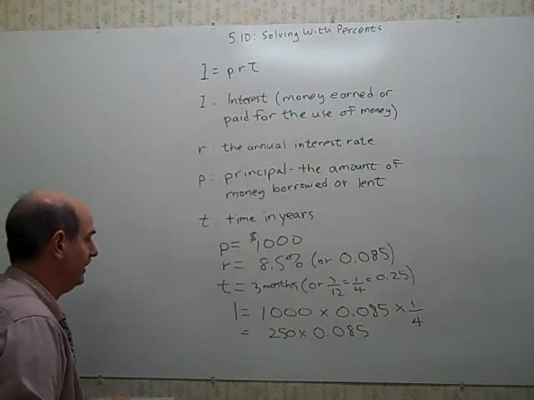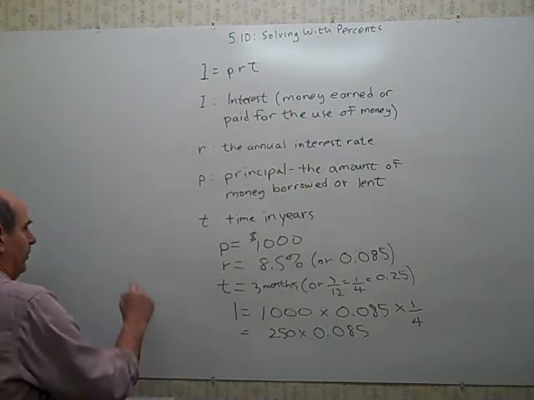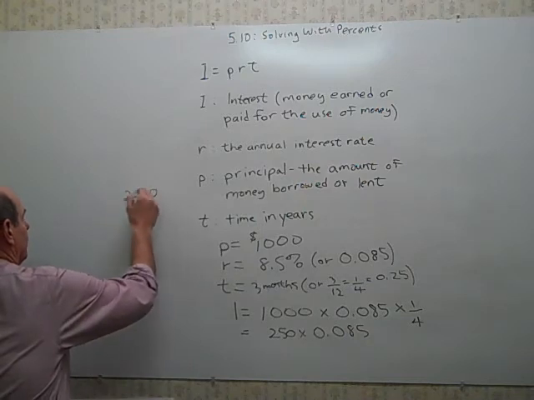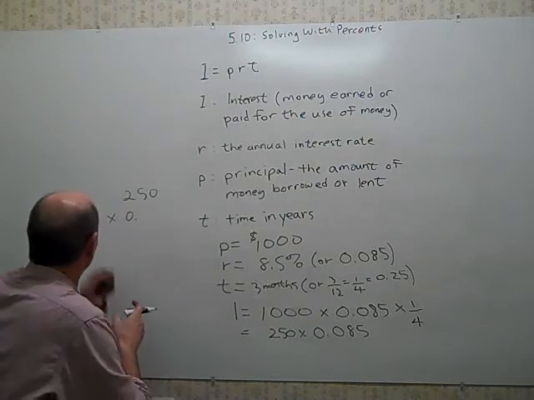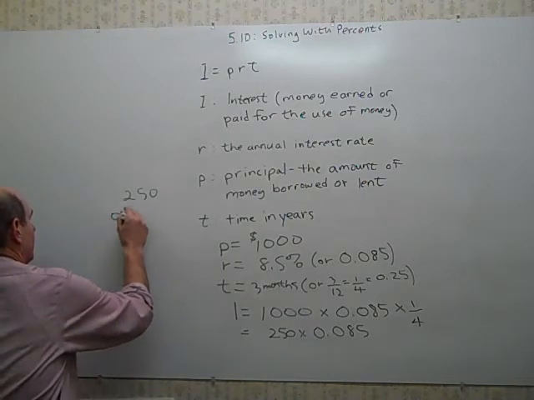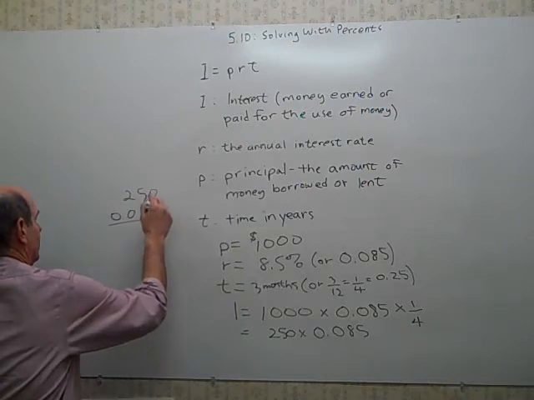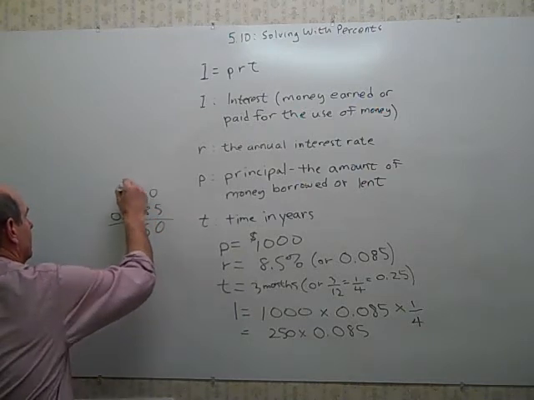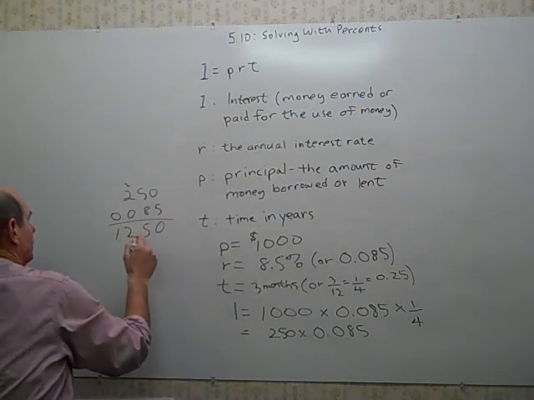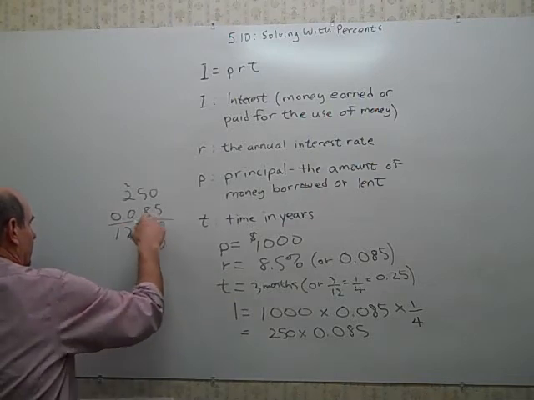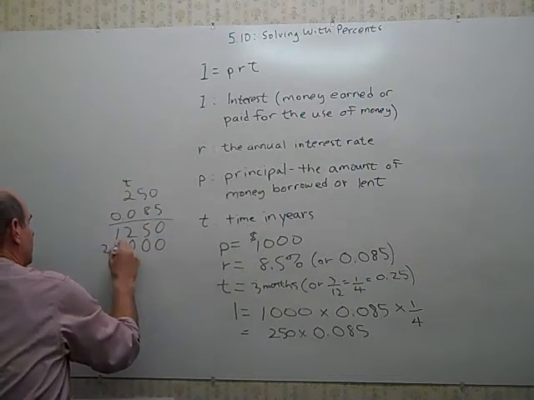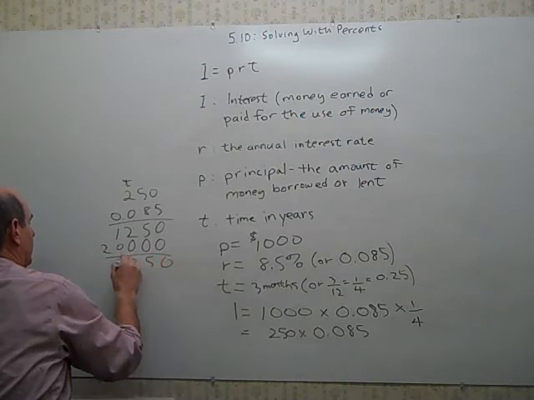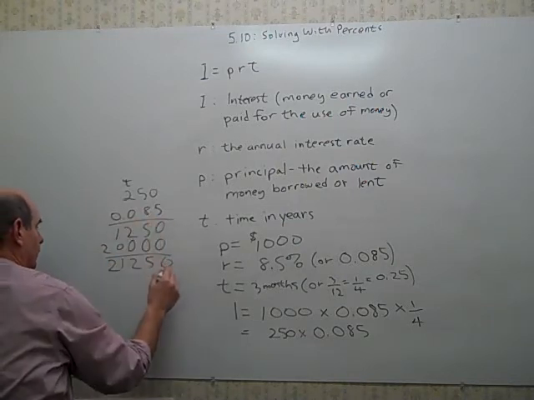You either have to use a calculator or a pencil and paper to figure that out. Since I don't have a calculator and I want you to see how we do this, I'm going to do it on the board. 250 times 0.085. 5 times 0 is 0. 5 times 5, 25. 5 times 2 plus 2 is 12. And next to 0 to get started here. 8 times 0 is 0. 8 times 5 is 40. Carry the 4. 8 times 2 plus 4 is 20. 0, 5, 2, 1, 2, and 1, 2, 3 decimals.